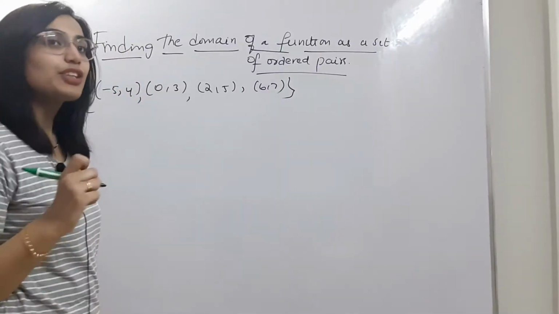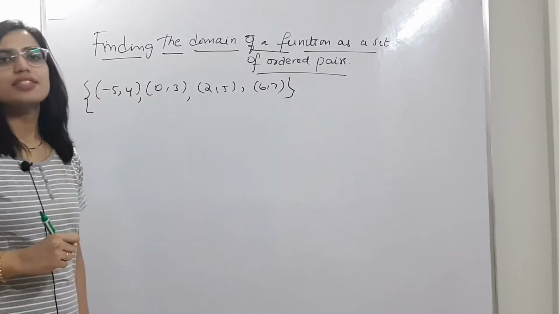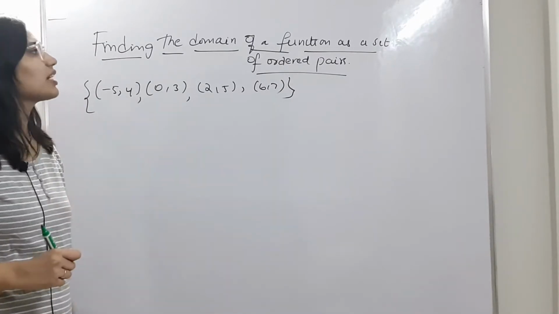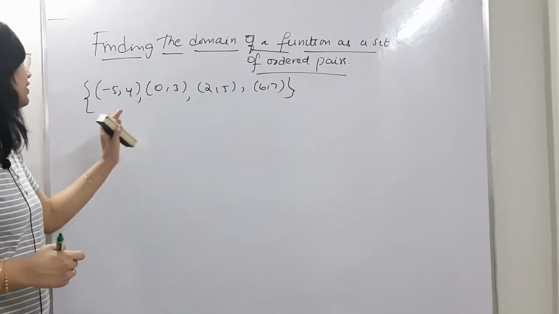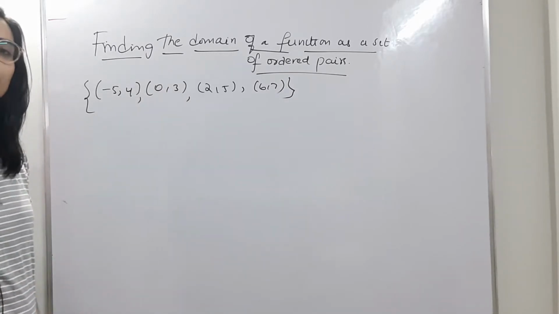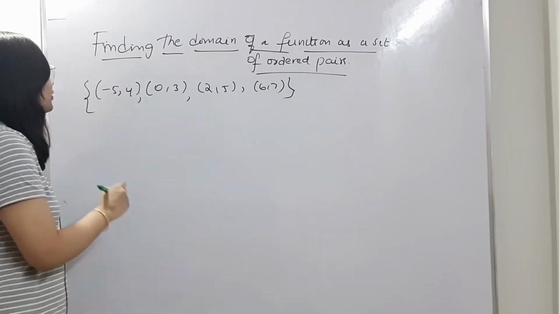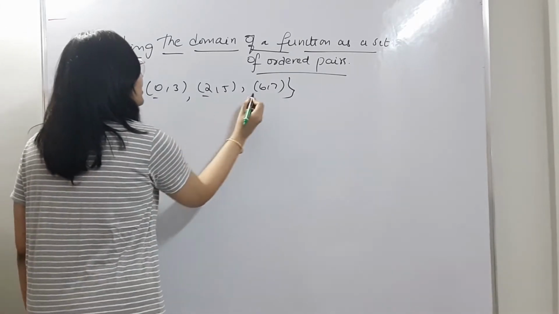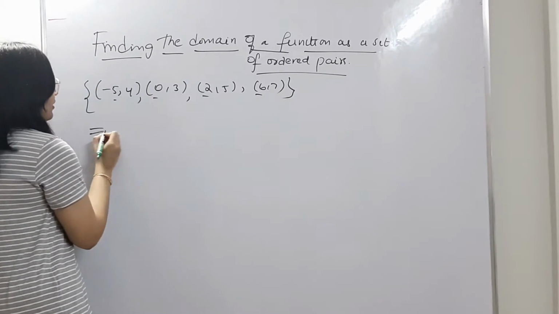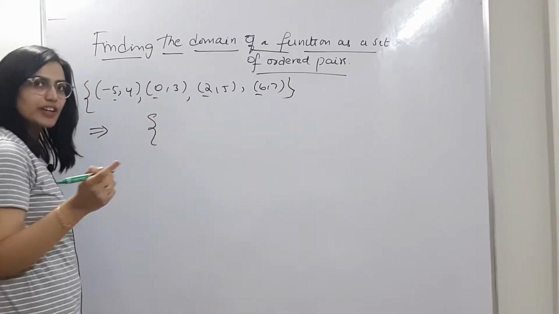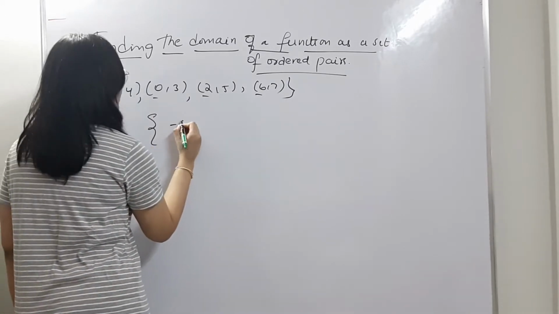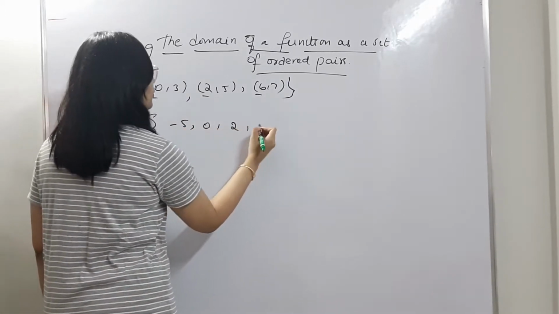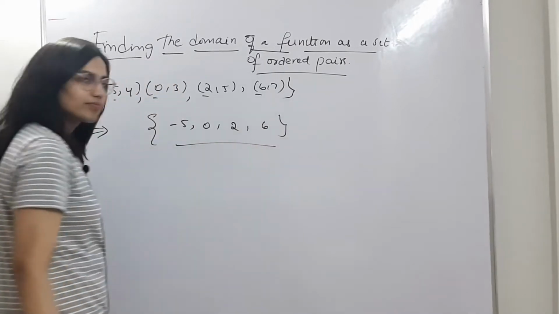Okay, the first question is, we need to find the domain of this function as a set of ordered pairs. So this is the question, they gave you a set of ordered pairs here, and what will be the domain? It's pretty straightforward. We know for a fact that the first values are the domain. So we can say that the first values of these ordered pairs will be the domain. So the domain can be defined as -4, 0, 2 and 6.